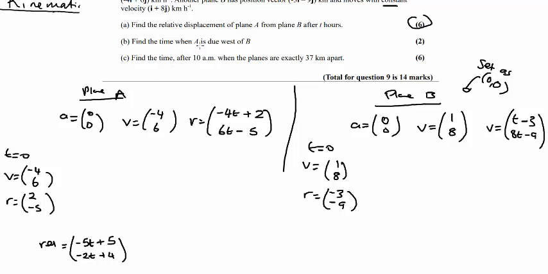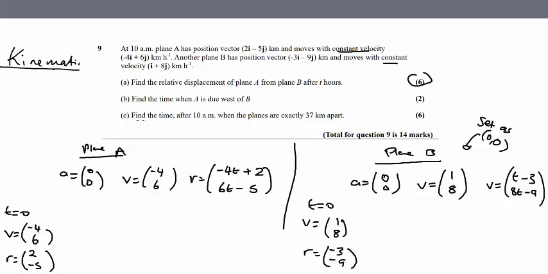Find the time when A is due west of B. Alright, let's actually think about what that means. So imagine B is here. If I show you as well, I think this would be nice for you to see. A starts at, where does it start? 2, minus 5. So A starts here, and it starts moving in the minus 4 direction. That's the path it takes.